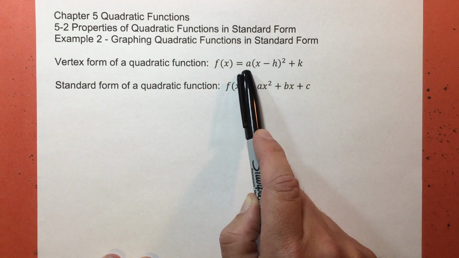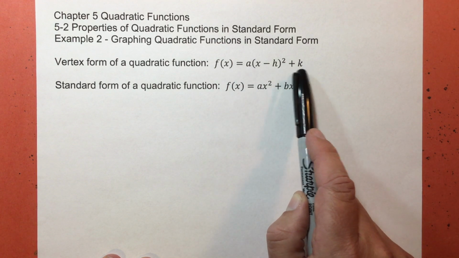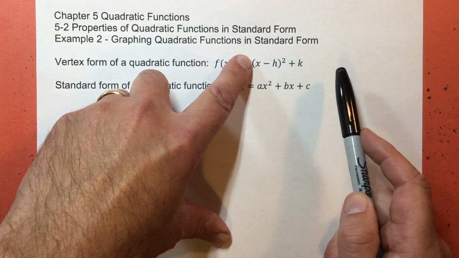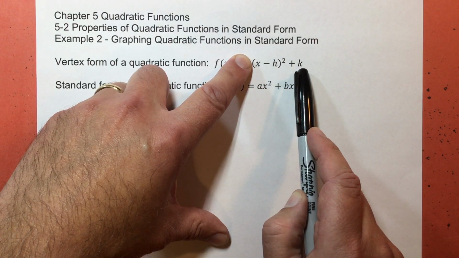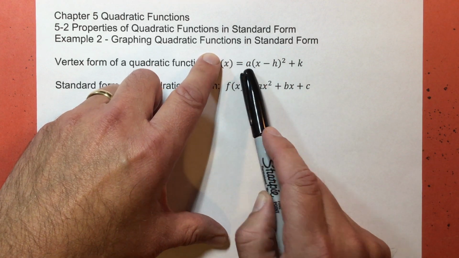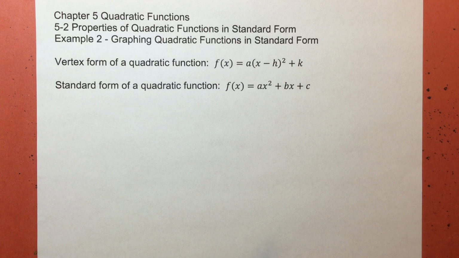Multiplying by a, we're not going to worry too much about that. Sometimes a can be negative, that means it's a reflection. This could be a vertical stretch or compression. And then k tells me how far up or down. So if I ignore a for just a moment, h and k tell me the vertex. And of course the vertex doesn't change because of a, but a would actually represent whether it is vertically compressed or stretched, or even if it's upside down. Okay, that's all good.